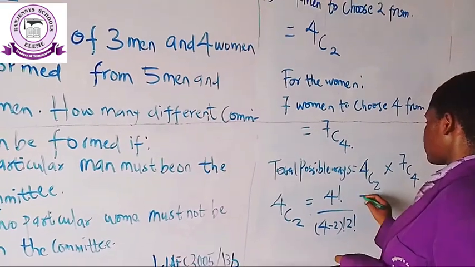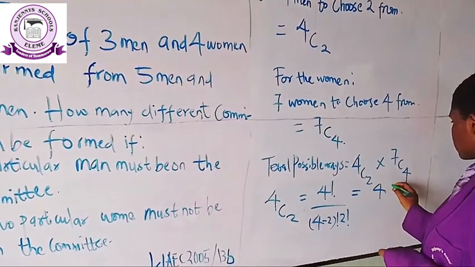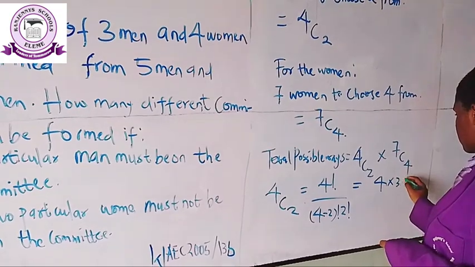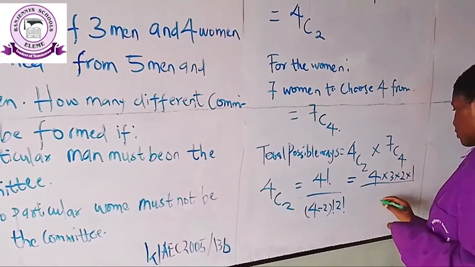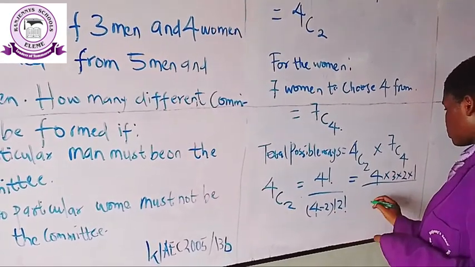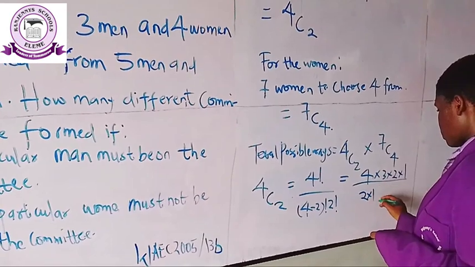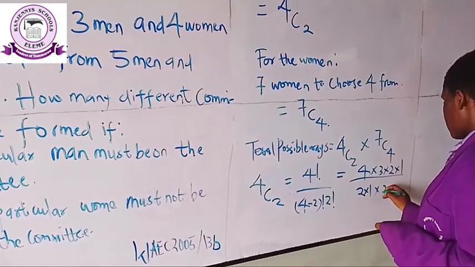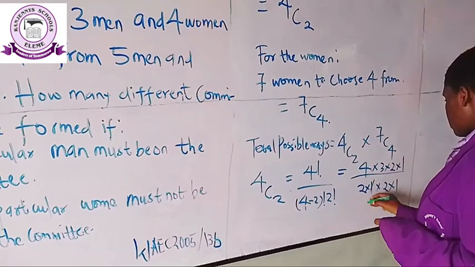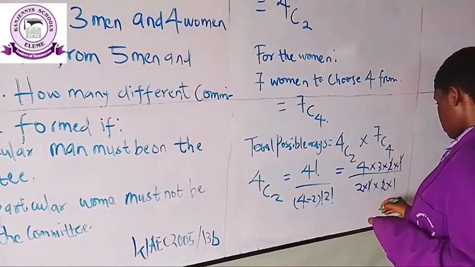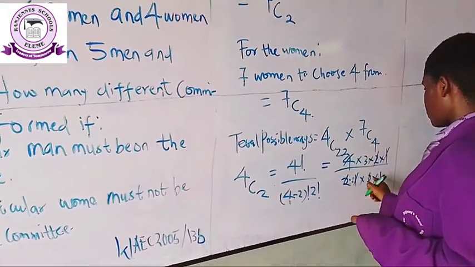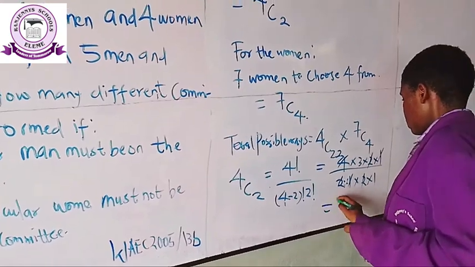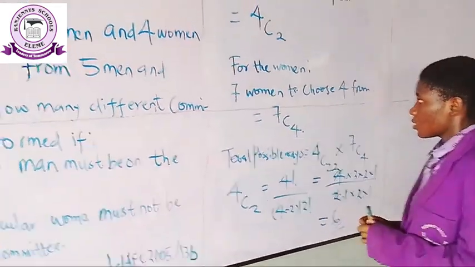That is 4 times 3 times 2 times 1 all over 4 minus 2 is 2 factorial, that is 2 times 1, times 2 factorial, 2 times 1. So 2 times 3 divided by 1 is equal to 6.